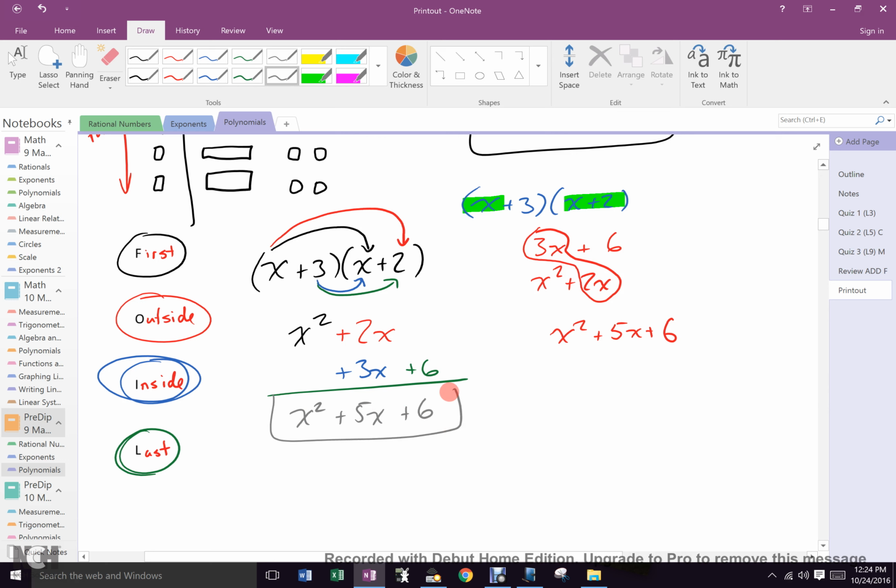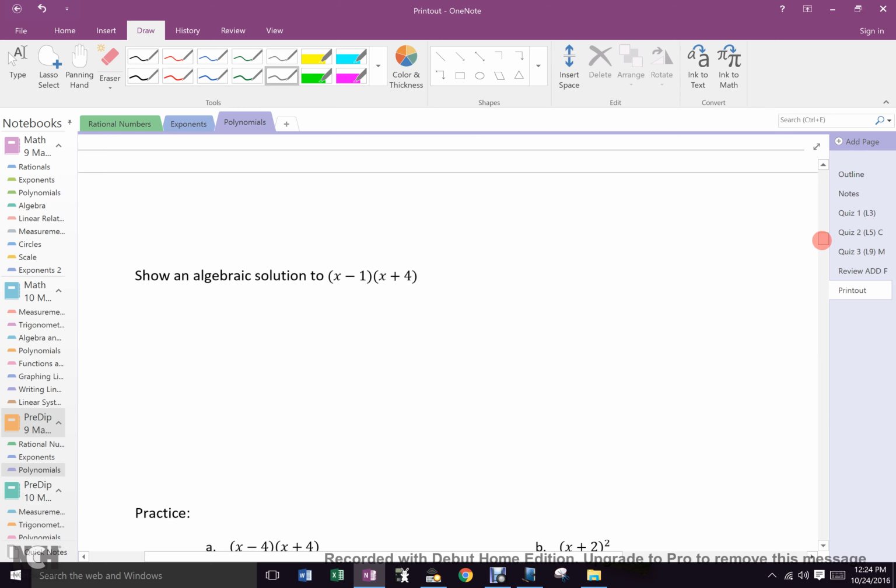Does everyone see how it works? It's just exactly what we've already been doing, isn't it? We distributed 3 through and x through. Then we collected our like terms. Yes? Does it matter what it looks like? No. Does it matter how big the terms are? No. You just keep multiplying till you've covered them all. Everybody good? So let's try a few.